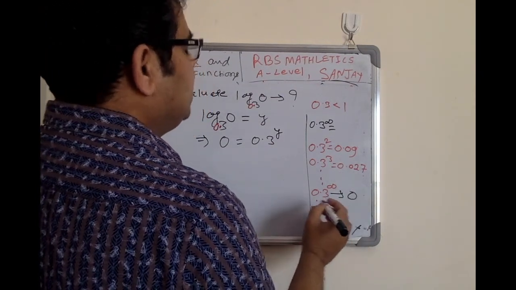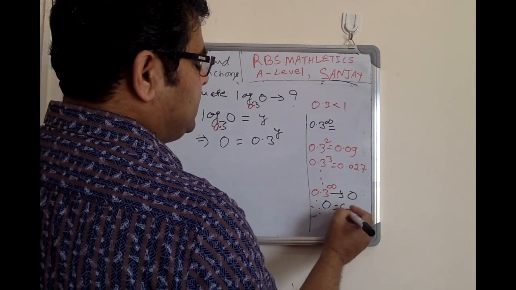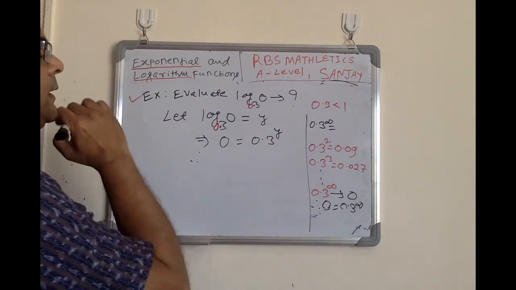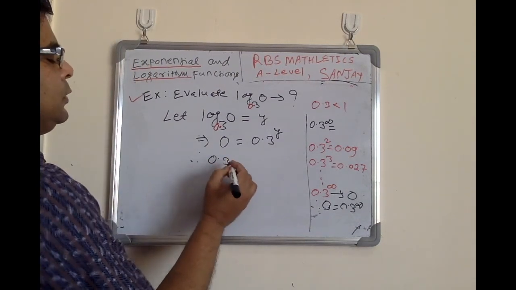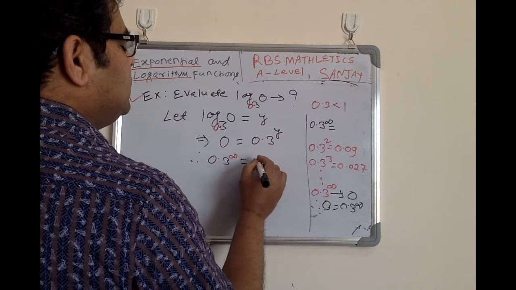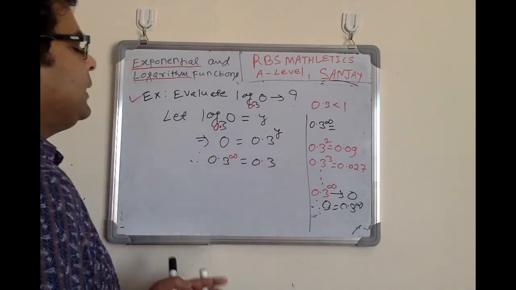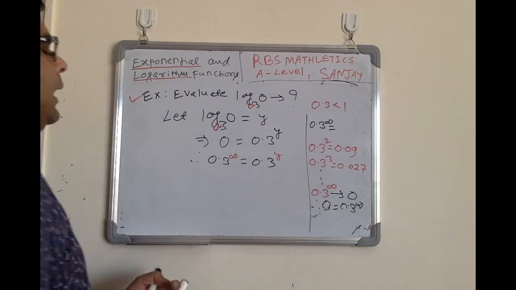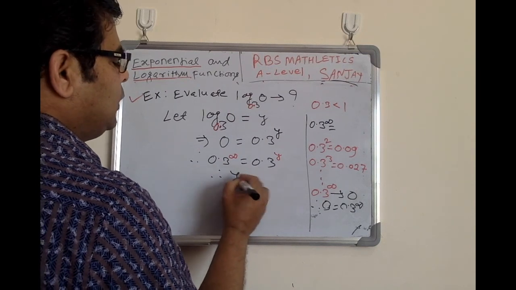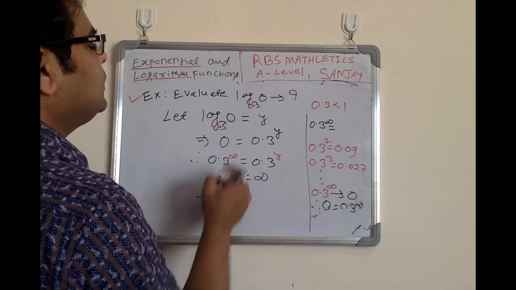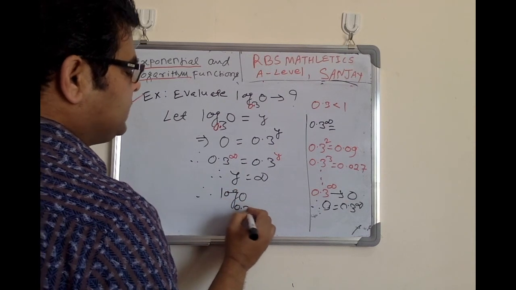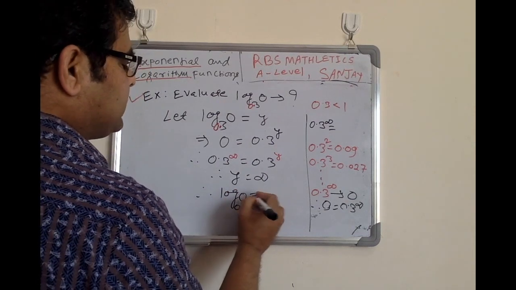So therefore, in place of 0, you can write 0.3 to the power infinity. So in this case, you can write 0.3 to the power infinity equals 0.3 to the power y. And if you compare both sides, you can say y equals infinity, and therefore y is now log of 0 to base 0.3, and its answer is infinity.